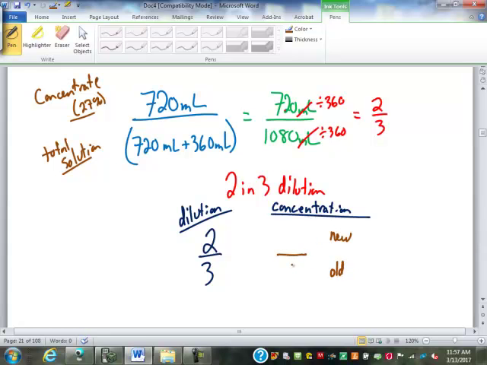So the old concentration was 27%. We are looking for the new concentration. So we're going to cross multiply and divide. 2 times 27 divided by 3. Well, 2 times 27 is 54%. Divided by 3 is 18%. So that new solution after that dilution is 18%.